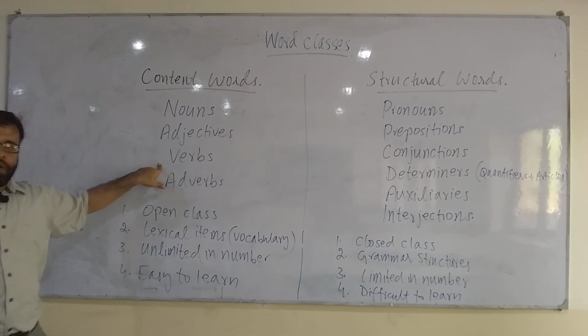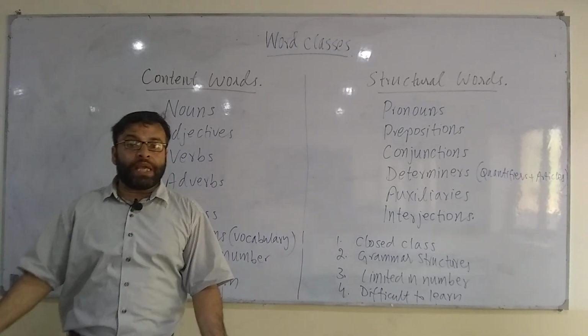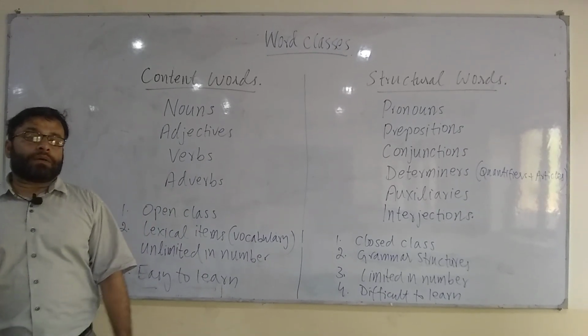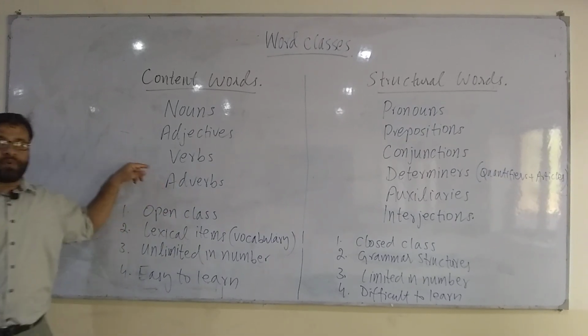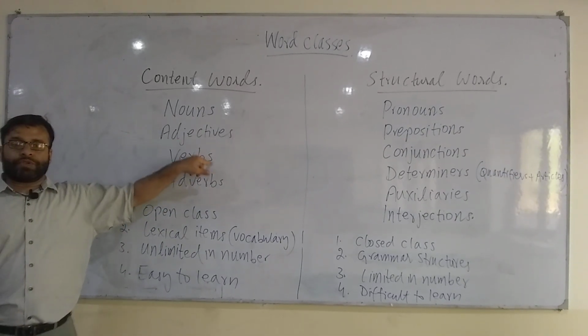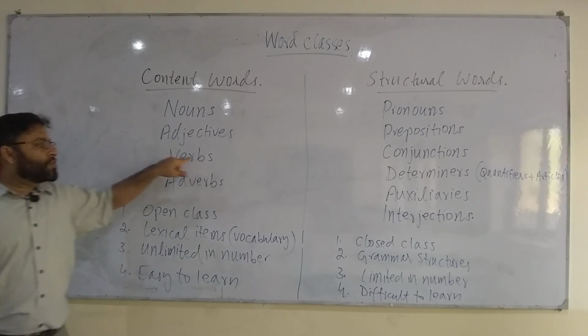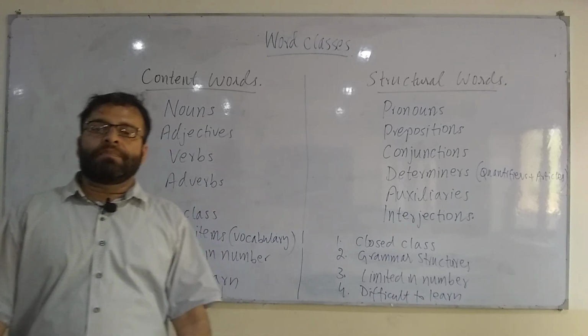Verbs are further divided into different types. They are verb to be, verb to have and verb to do. So there are three types: verb to be, verb to have, verb to do. Verb to be is also called a state verb, verb to do is also called an action verb, and verb to have is also called a possessive verb.